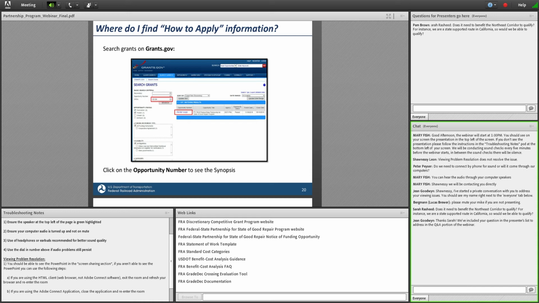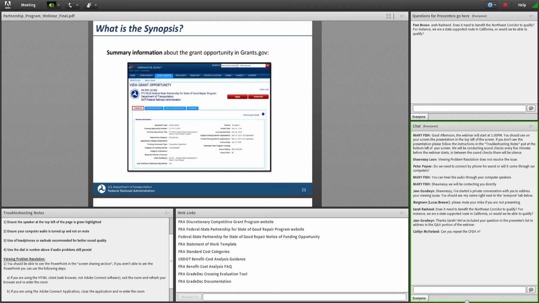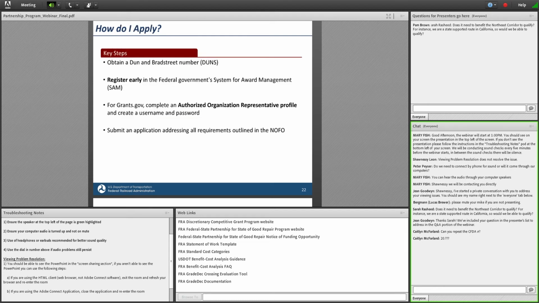Or you can also search for all FRA grants. You'll see the grant program listed as on this slide, and you just click on that opportunity number, and then you'll go on and see a synopsis of the grant program. The synopsis page gives you a summary about the grant program. In particular, this one shows the partnership grant opportunity, and this is where you'll start your application on the grants.gov.